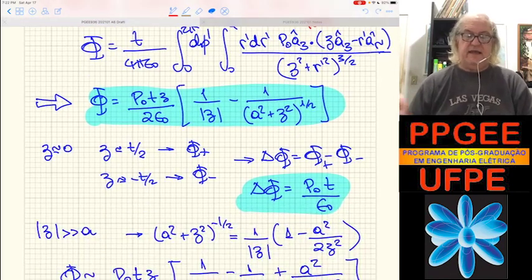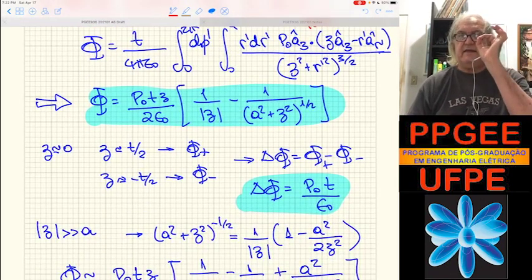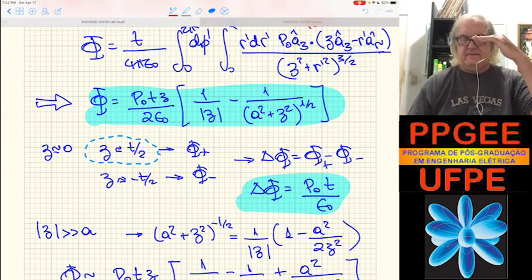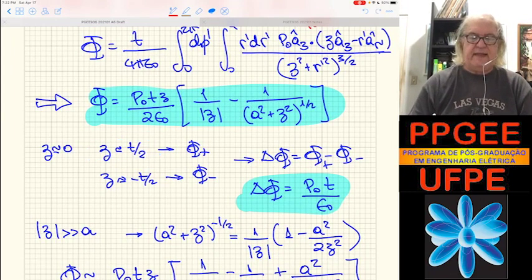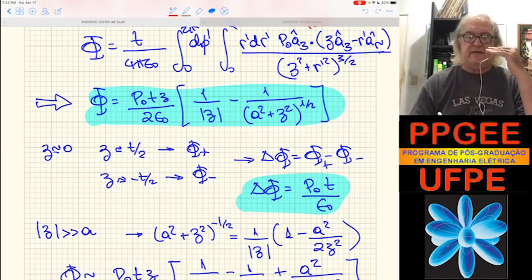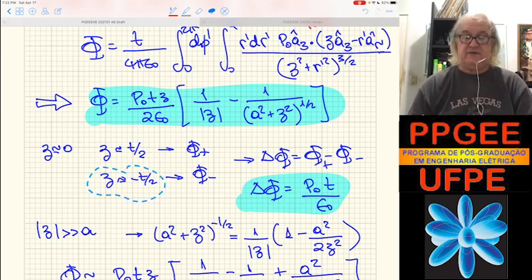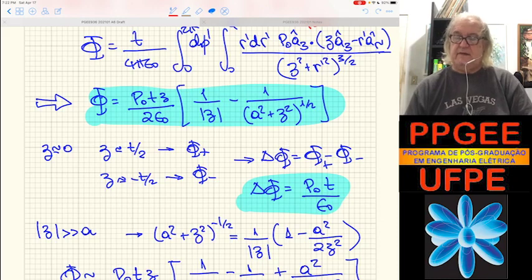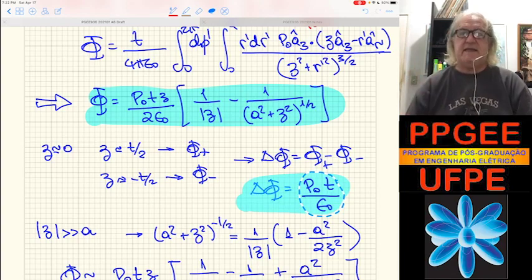So there are some important details. For instance, if you calculate on the top of the disk, z equals plus t over 2, and you calculate the potential at the lower part of the disk, minus t over 2. Let's call those things phi plus and phi minus. So the potential difference, phi plus minus phi minus, is simply this term here. It's polarization times thickness divided by epsilon naught.